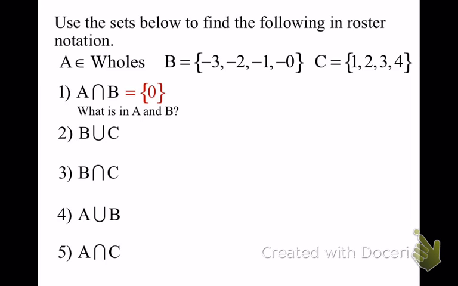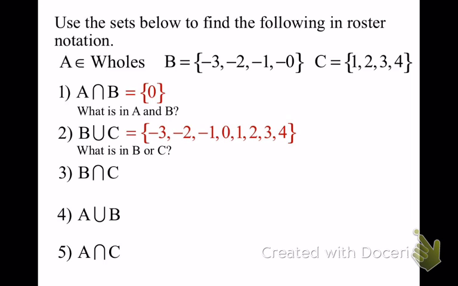Okay, B union C. B union C. Rand? 0, 1, 2, 3, 4. Good. So we're just putting the union of both. B intersecting C. Matthew? Empty set. Empty set. Good. Because there's nothing in common.